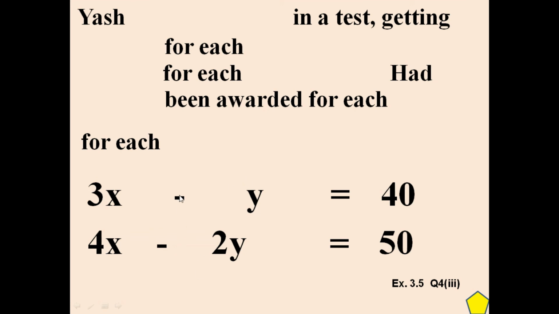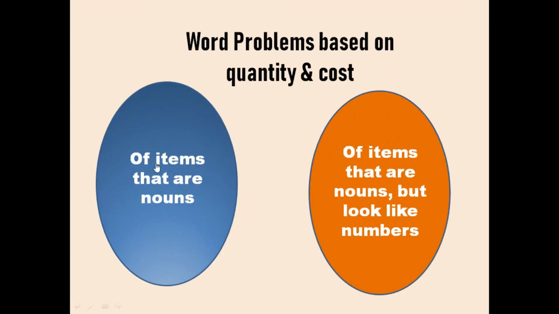And then I can use the elimination process to solve equation number 1 and equation number 2 to find out the value of x and the value of y. X will tell me how many correct answers were attempted. Y will tell me how many incorrect answers were attempted. So we have covered the problems based on quantity and cost.